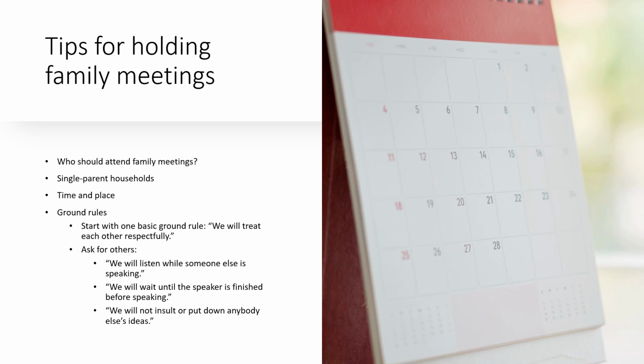Family meetings should really include parents and children and anybody else who lives with the family, like grandparents, uncles, or aunts. In other words, you should invite anyone who has a stake in decisions affecting the daily life of the family. But don't make attendance mandatory. Start with those who are willing to attend.